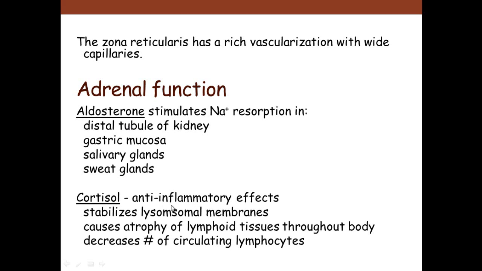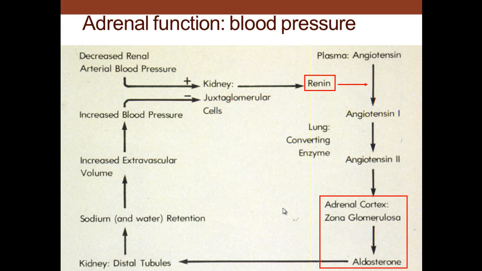Now, cortisol has an anti-inflammatory effect. So we're talking about adrenal function again. It stabilizes the lysosomal membranes and causes atrophy of the lymphoid tissue throughout the body. So it reduces the effect of the lymphoid tissue and decreases circulating lymphocytes. So it has a dampening effect on the immune system.